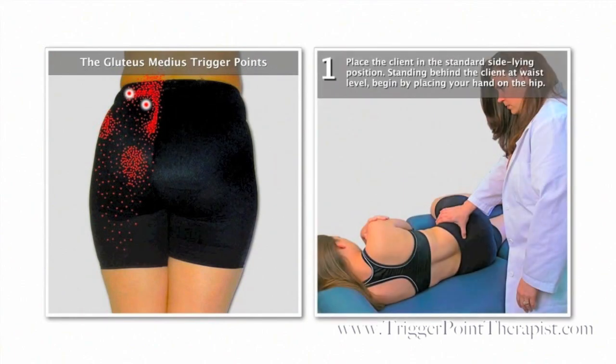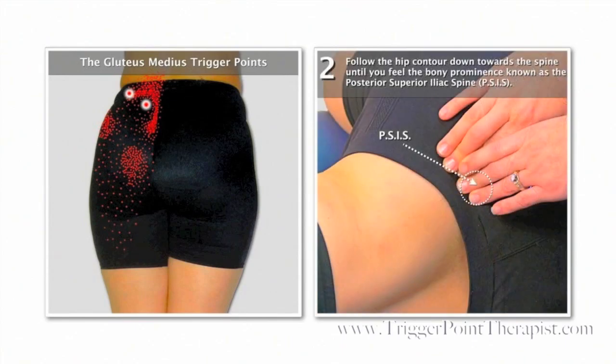To locate and release the gluteus medius trigger points, start by placing your client in the standard side lying position. Their top leg should be bent, bottom leg straight, and arms crossed. Stand behind the client at waist level and begin by placing your hand on their hip. Use your fingertips to follow the hip contour down towards the spine until you feel the bony prominence known as the posterior superior iliac spine, or PSIS. This is your landmark.